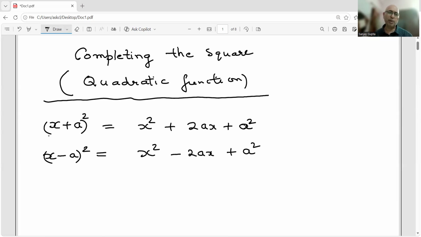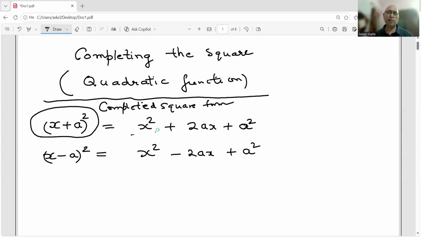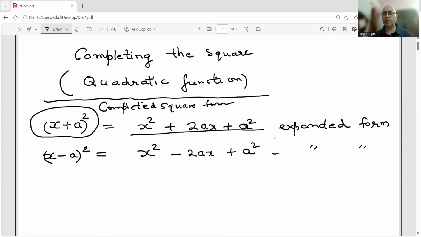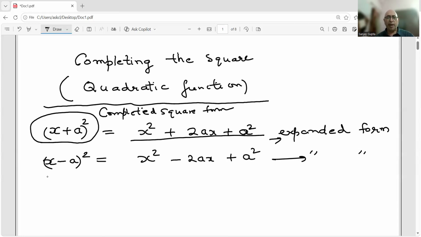Now this is called the completed square form, because some of you may not even know what the form is. And this is called the expanded form, because we have expanded (x + a) times (x + a), called (x + a) whole square. So this is the expanded form, and similarly here also. This is also the expanded form, and this is called the completed square form.